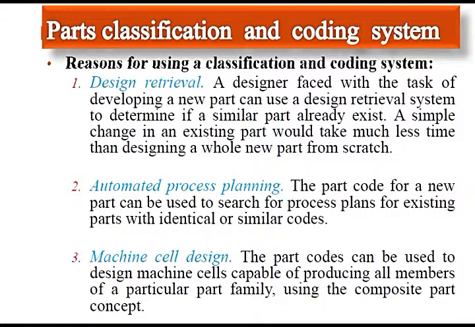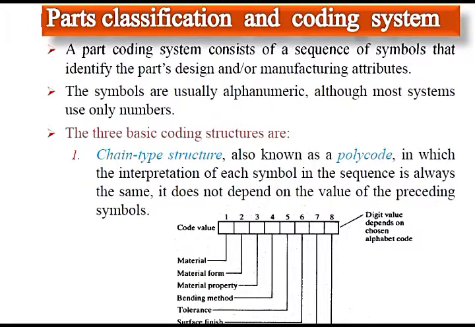Automatic process planning means the part coding for a new part is used to find the process plan for an existing similar part. Similar to that, in machine cell design, the part code can be used to design the machine cell itself with the capability of producing all members in the particular composite part.